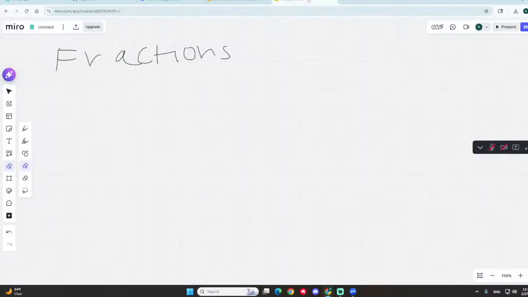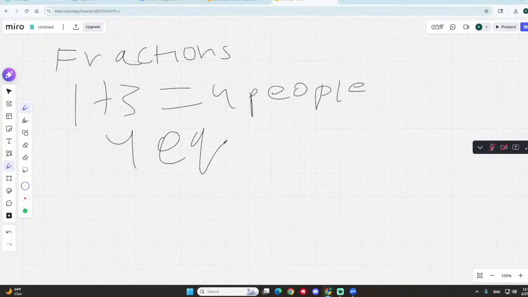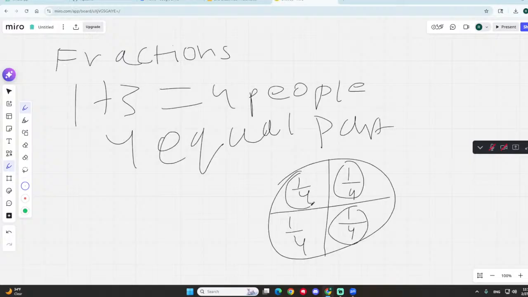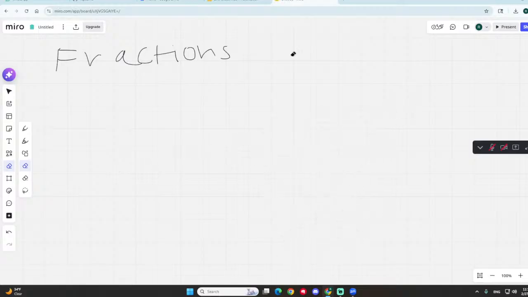If you had 3 friends, 1 plus 3 friends equals 4 people. So if you have 4 people, you want to divide into 4 equal parts, because each person wants an equal part, right? So we have to divide the roti into fourths. Each person will get 1/4. Maybe you will get this, one friend will get this, next friend will get this, and the other friend will get this. So you would divide it into fourths or quarters.